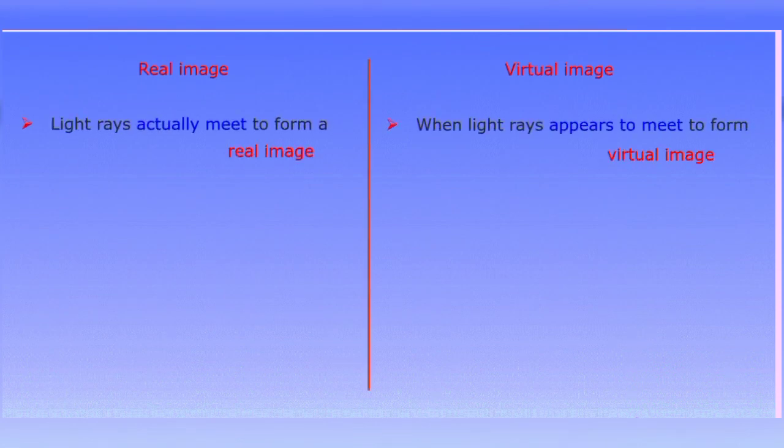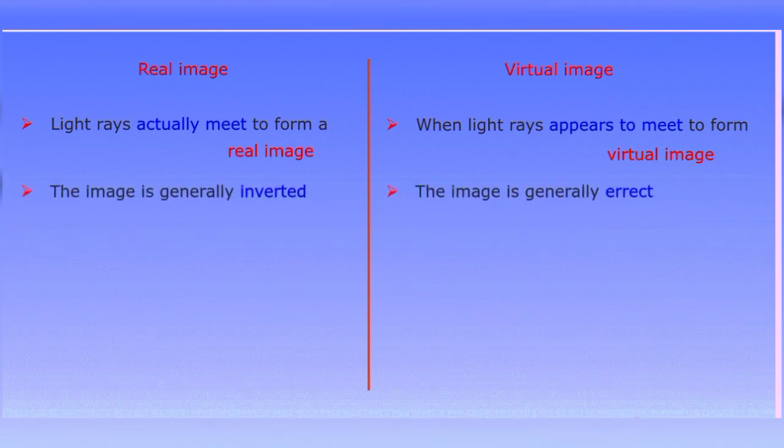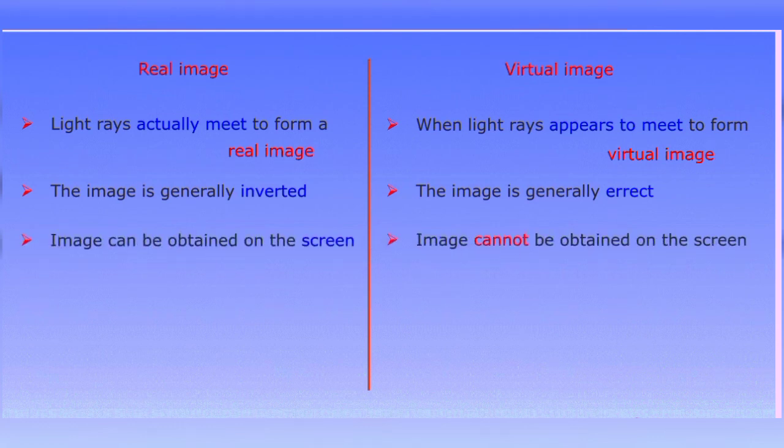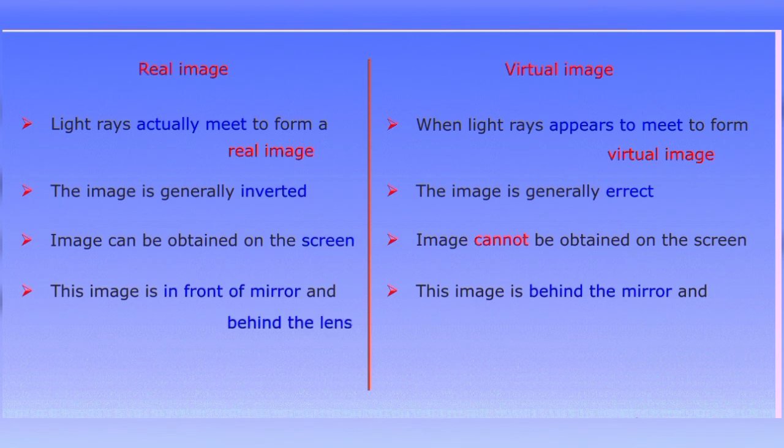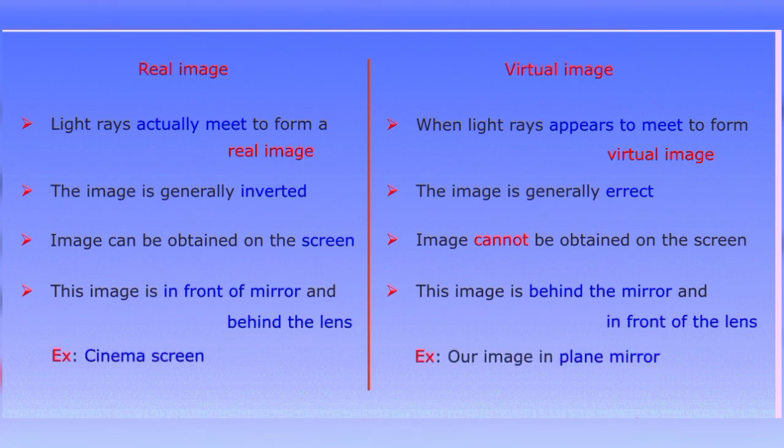The difference between real image and virtual image. Light rays actually meet to form a real image. When light rays appear to meet to form a virtual image. The real image is generally inverted. Virtual image is generally erect. A real image can be obtained on the screen. Virtual image cannot be obtained on the screen. Real image is in front of the mirror and behind the lens. Virtual image is behind the mirror and in front of the lens. An example of a real image is a cinema screen, and an example of a virtual image is our image in a plane mirror.